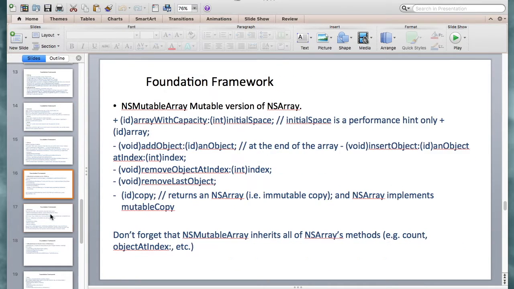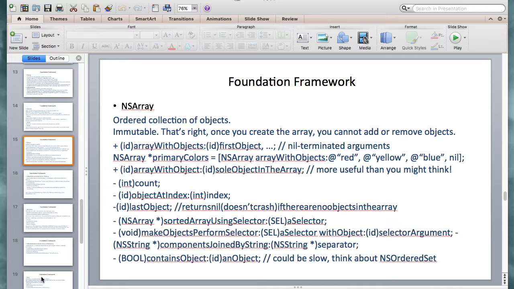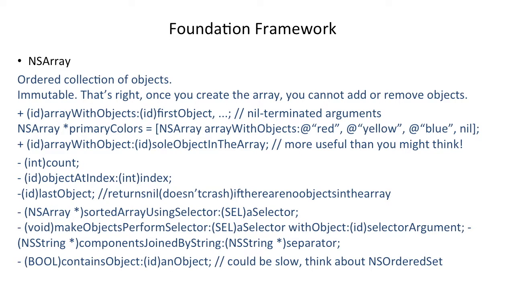I want to come to our favorite. Yeah, this is the one: NSArrays. So in Objective-C, we have this NSArray. What is an NSArray? NSArray is basically like an array. What is an array? An array is just a collection of objects.